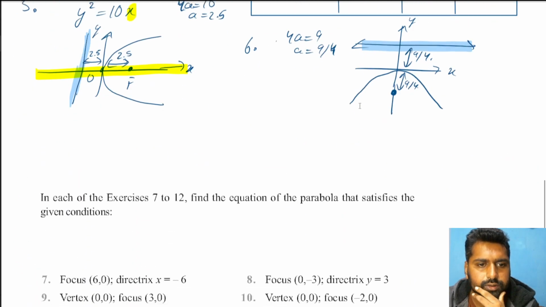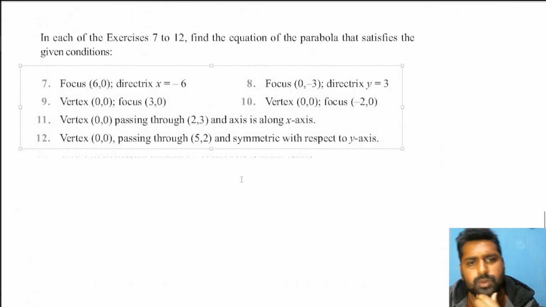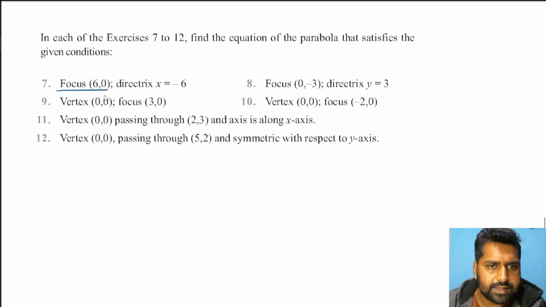We've covered these. Now let's see the questions here. For these questions, what you have to do is write the equation of the parabola which satisfies these conditions. So now he's saying focus is 6, 0.